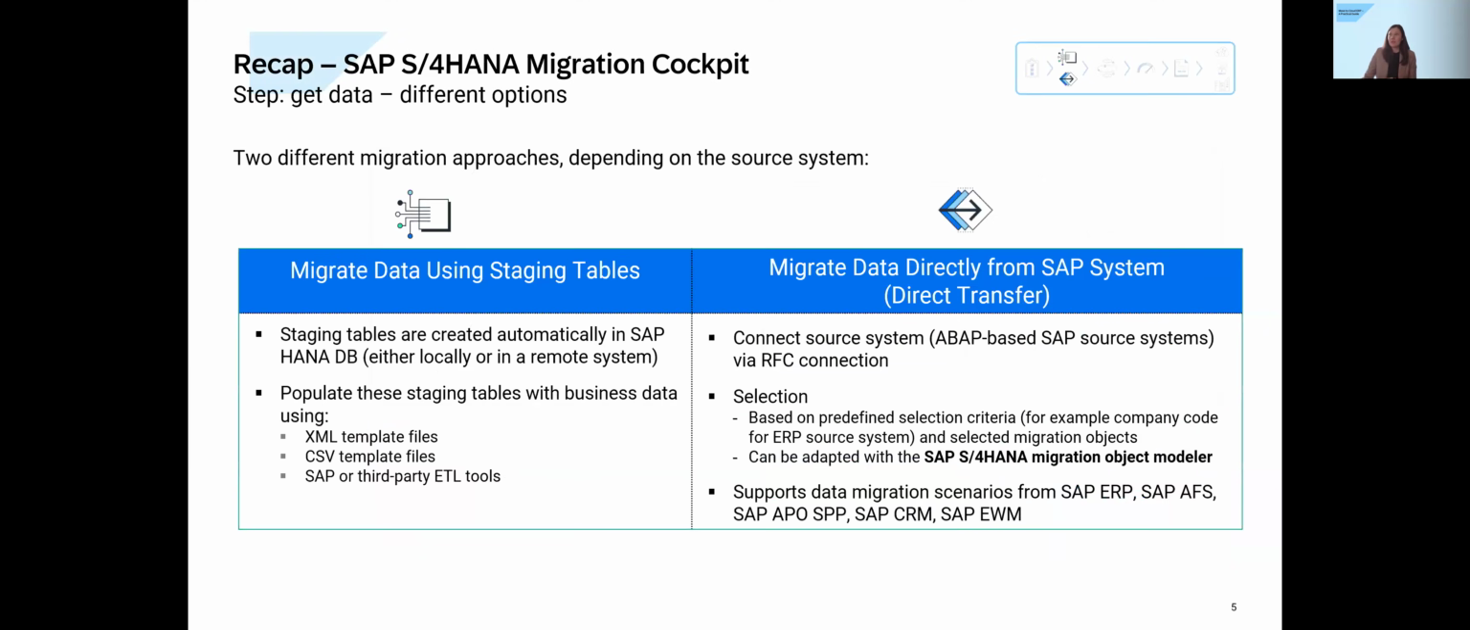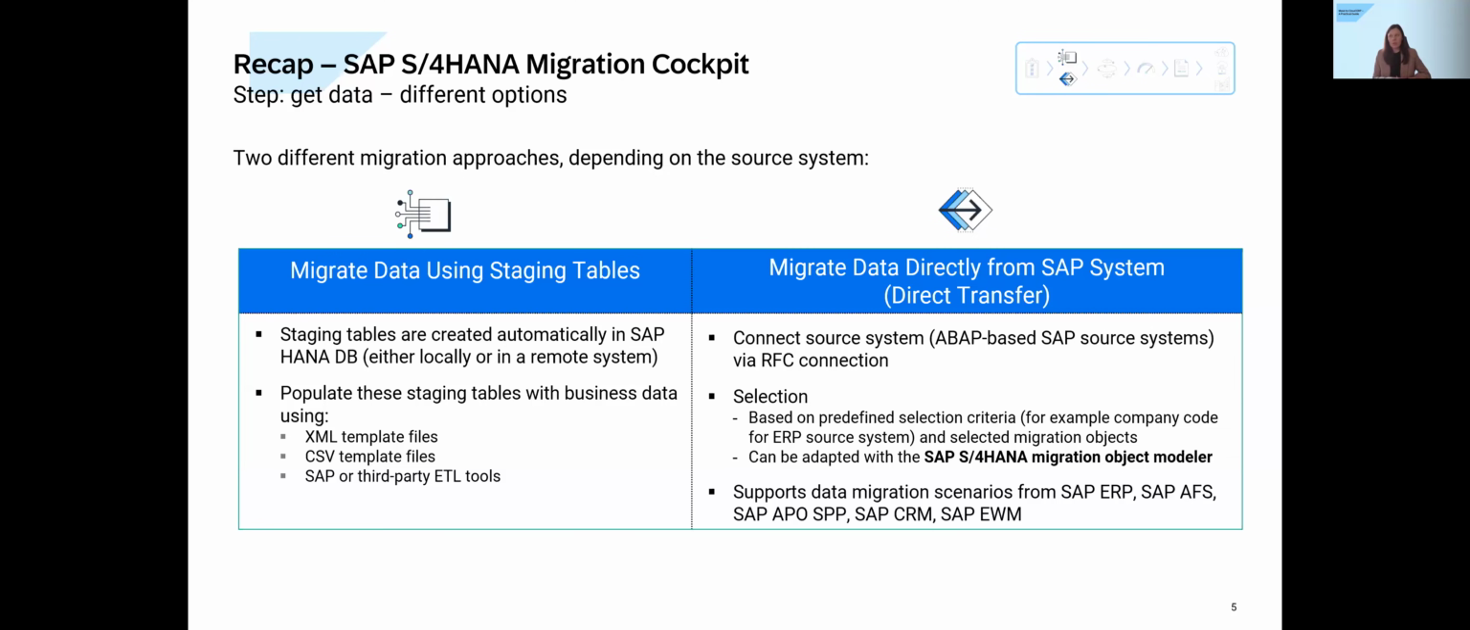The tool, or Fiori app, comprises two migration approaches. The first one is called migrate data using staging tables. This approach has the following logic. You create the staging tables as part of the migration project, and you need to fill data into the staging tables, so they are empty. You can fill these tables with the help of XML or CSV template files that are part of Migration Cockpit, or you can use an ETL tool of your choice to fill in the staging tables, and you do it with a remote database connection.